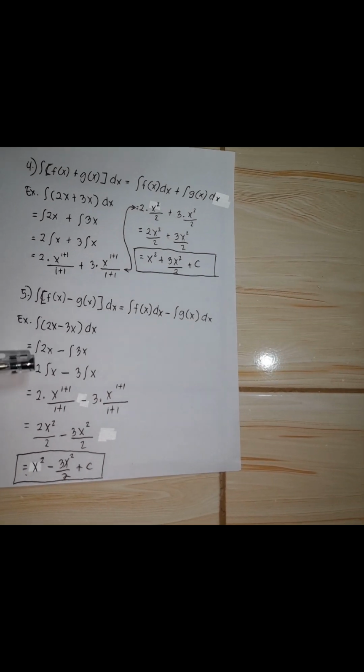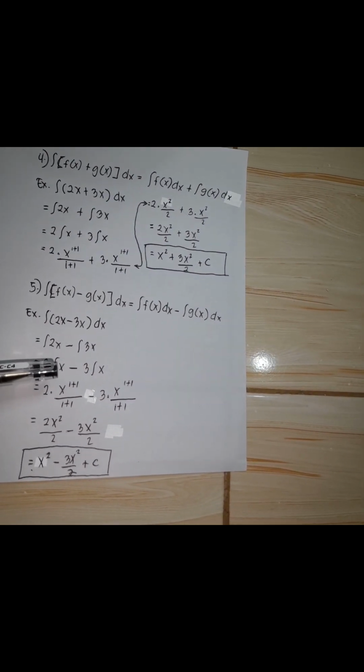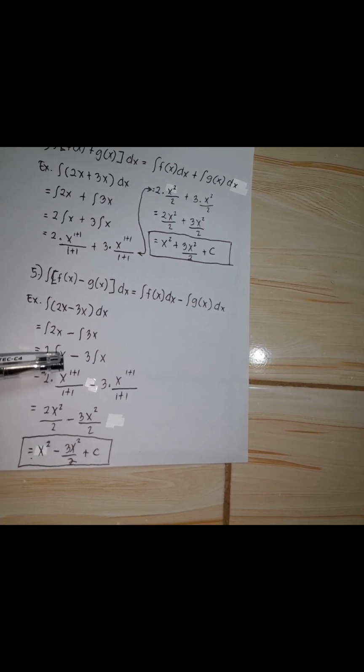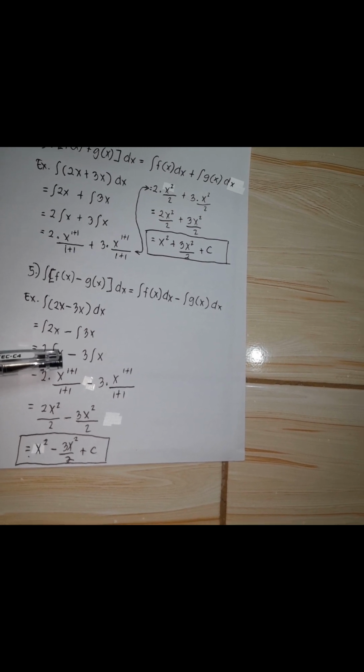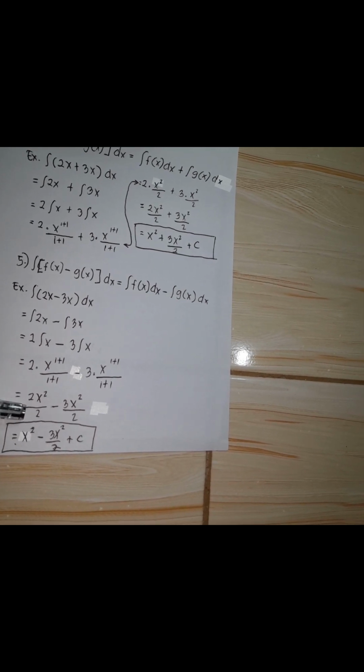So we take out the constant 2. Then the integral of x: x has an exponent of 1, so x raised to the power of 1 plus 1 over 1 plus 1. So 2x squared over 2 minus 3x squared over 2. So the final answer, cancel out the 2, it remains x squared minus 3x squared over 2 plus the constant c.